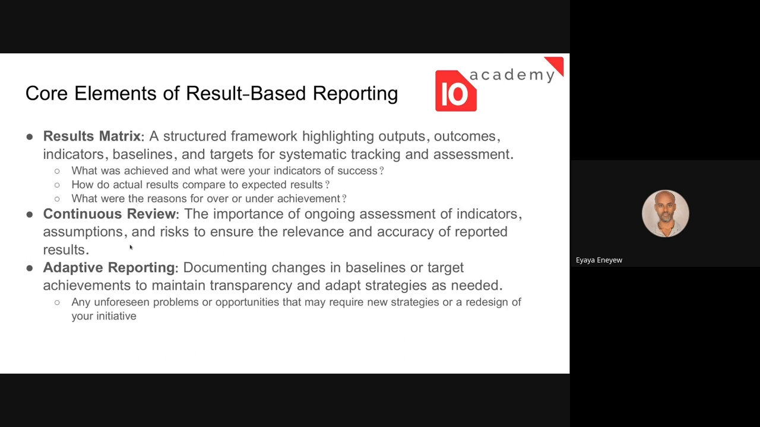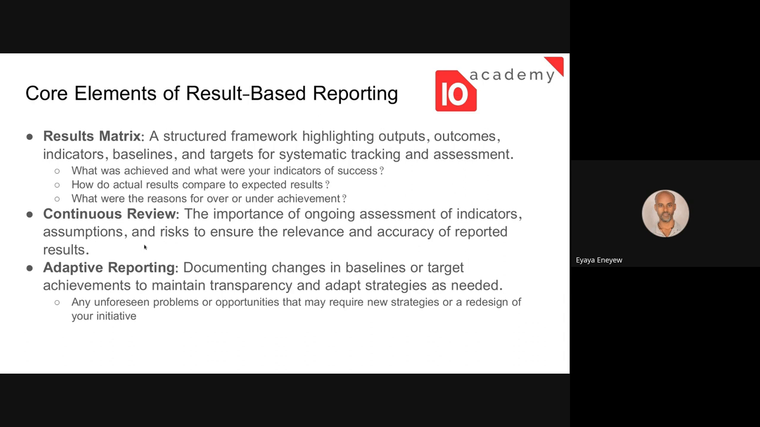So the next one is continuous review. As we saw on Wednesday, the strategies for RBM were planning, monitoring, and evaluation or adaptive learning, right? So we need to continuously review our activities, our goals, etc. The importance of ongoing assessment of indicators, assumptions, and risks will ensure the relevance and accuracy of the reported result. So we need to focus on the monitoring.